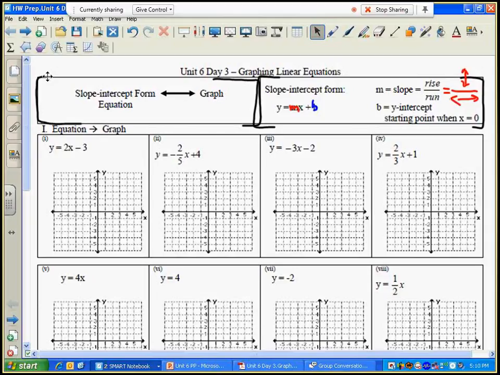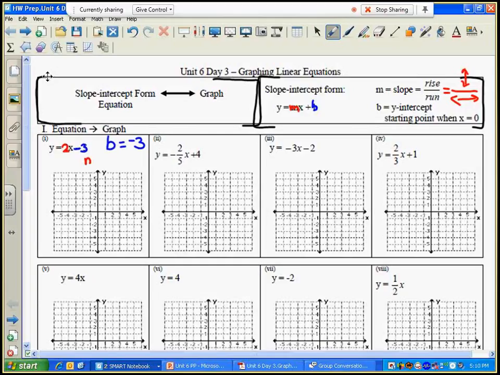Take a look at our first 4 equations here. Copy these down, please. All we need to do in order to graph these lines is to identify the slope and the y-intercept. The y-intercept is going to be this number out here. Now notice that the 3 is being subtracted. That means that our y-intercept or our b is going to be a negative 3. The slope, the number next to the x, is 2. That tells us that we have a slope of 2.